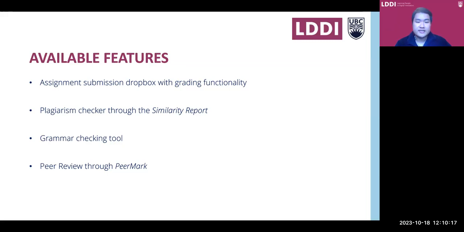Another feature we have here is the grammar checking tool. So if you'd like students to check their grammar or their spelling, there's actually this really cool tool in Turnitin where it's able to check all of that, as well as categorize the different grammatical errors that might exist in the paper as well. And the last feature here is the peer review through PeerMark. So PeerMark is Turnitin's peer review system. And in comparison to Canvas, it is a little more comprehensive in that it allows the instructor to do a little bit more of a guided peer review, but we'll go over more about what that looks like in a moment as well. Next slide.